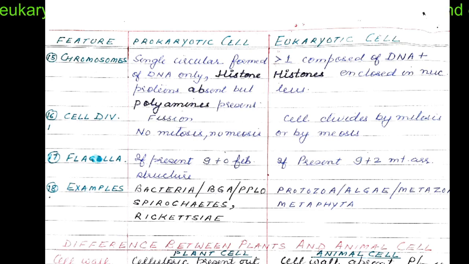Prokaryotes have a primitive method of division, and the cell divides by fission, no mitosis, no meiosis. However, an elaborate system of mechanism of cell division is present in eukaryotes, and it is called mitosis and meiosis.